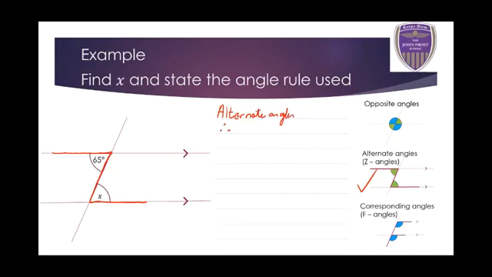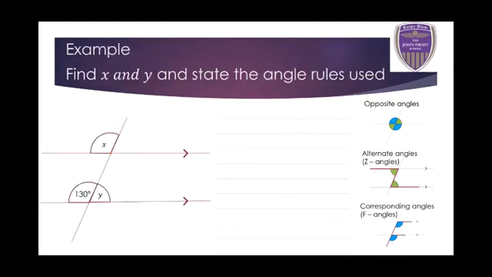Therefore, angle X has to be equal to 65 degrees because those are alternate angles and they are equal to each other, okay? If I just color it in green, just like the diagram on the right. Because they're alternate angles, they're going to be equal to each other, all right? Next one.